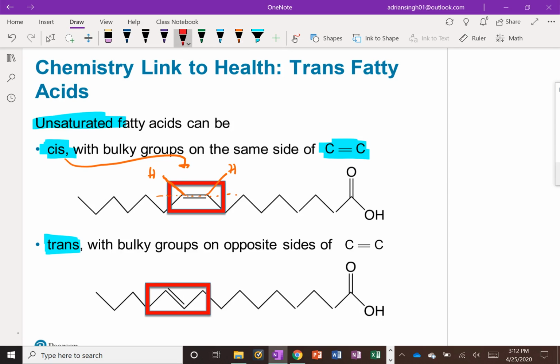If we had our one underneath here, you'll see that the H is coming up from that carbon and the H is going down from the other one. And if you were to draw a line right down the double bond, you'd see that these are on opposite sides, and this would be a trans isomer.